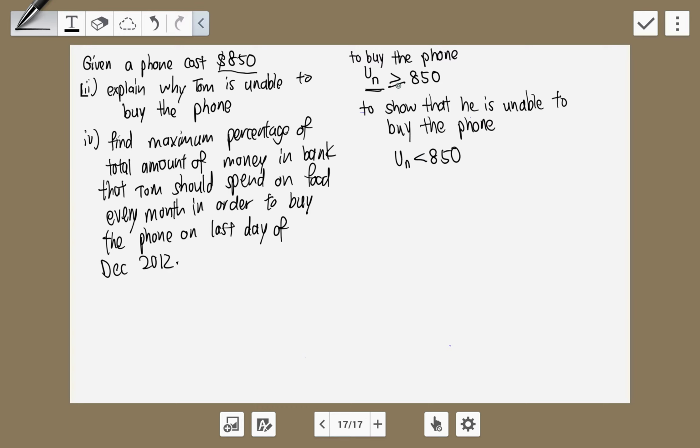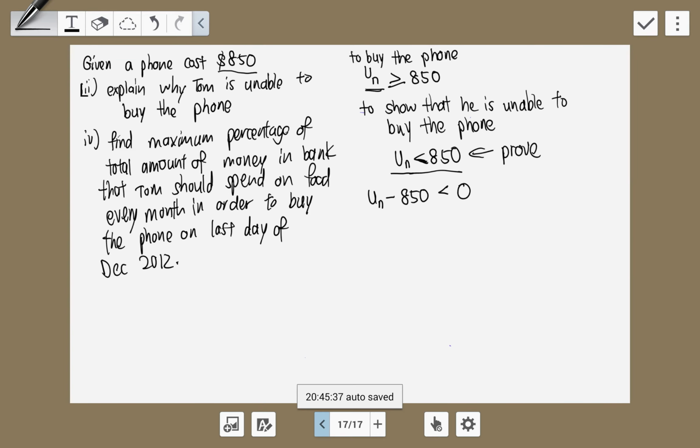Okay, just now, as long as you have $850, you could buy the phone. So to show that he's unable to buy the phone, the amount in his bank account must always be less than $850. So in other words, we have to show this. We have to prove this. We have not yet proven it. So in other words, we must show that U_n minus 850 is smaller than 0. How do we show this?